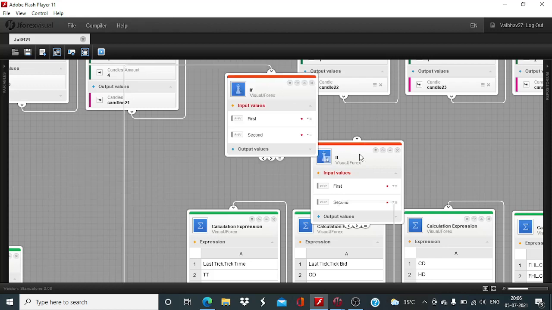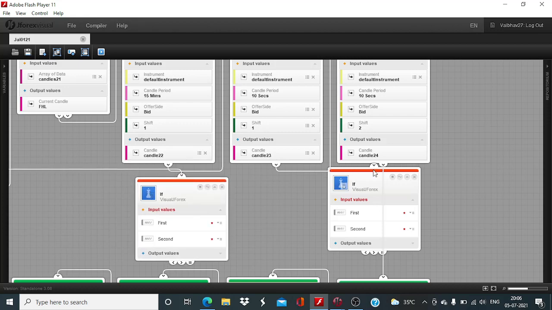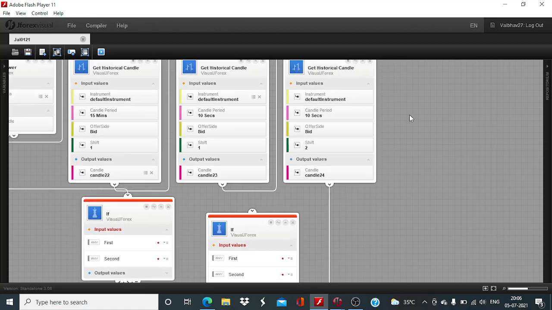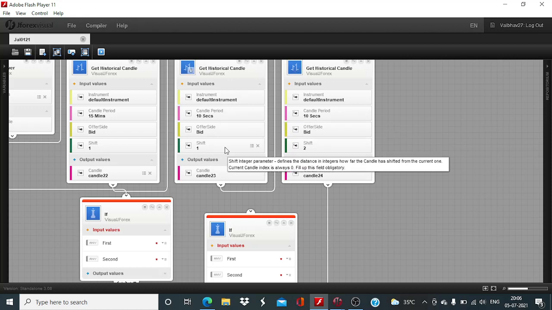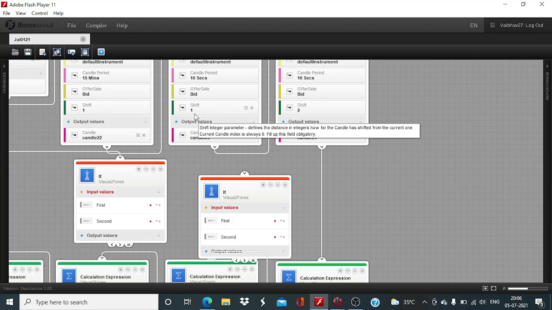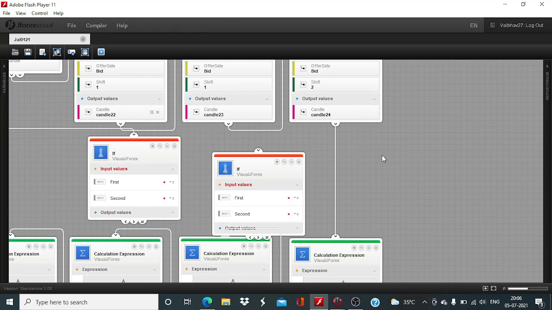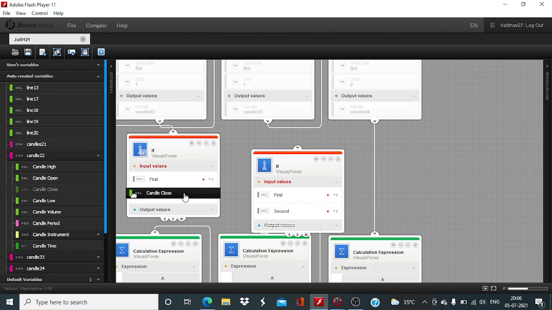After that, whenever price starts to dip below the last 15-minute candle close, the order needs to be placed, and for that we have to compare the candle 23rd and candle 24th closing levels with the candle 22nd. These are to get historical candle with the candle period of 10 seconds. Only difference is shift value 1 and 2. One is last 10-second candle and another is penultimate 10-second candle. And we will need candle 24th candle close to have been above candle 22nd candle close, and candle 23rd candle close will need to be below candle 22nd candle close. So candle 22nd candle close is going to be the common input.